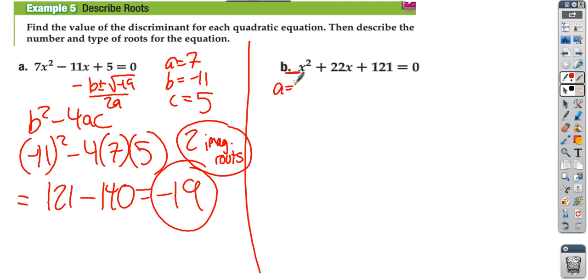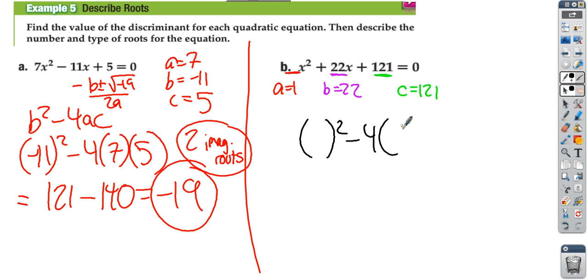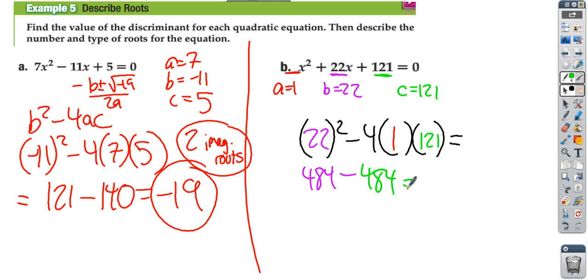Okay, this right here is A equals 1. Back to using different colors here. This is B, that's 22. And then finally here is C, and C is 121. So here's the outline. We have B squared minus 4 times A times C, and we want to know what does that equal. So B is 22, 22 squared, and that's 484, minus 4 times A is 1, times C, and C is 121. So 4 times 1 times 121, that's 484. 484 minus 484 is 0.